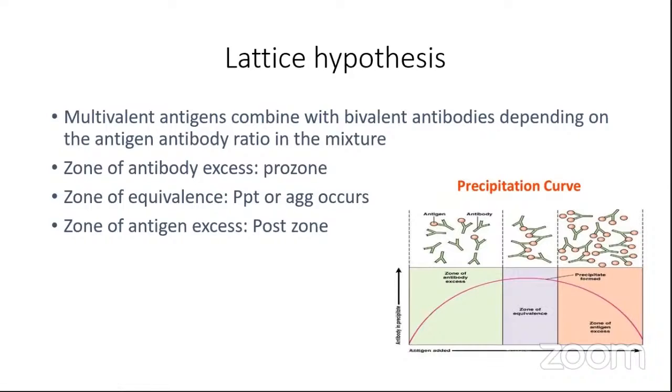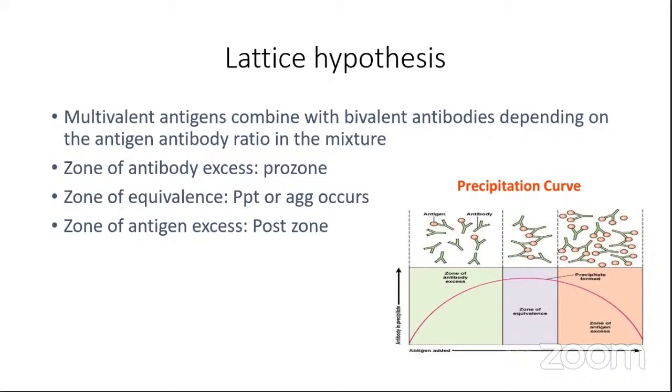How do you overcome this prozone phenomenon? It is mainly overcome by dilution of the patient sample. You dilute it so that the antibody excess is reduced, so that you have a zone of equivalence where there will be equal numbers of antibodies and antigens. Only then will a precipitation or an agglutination take place.